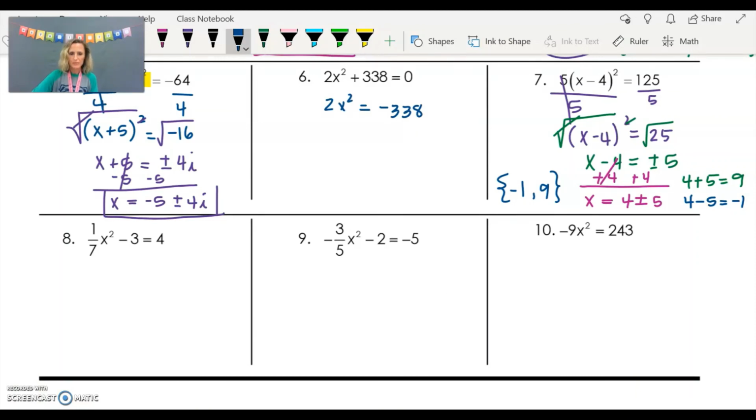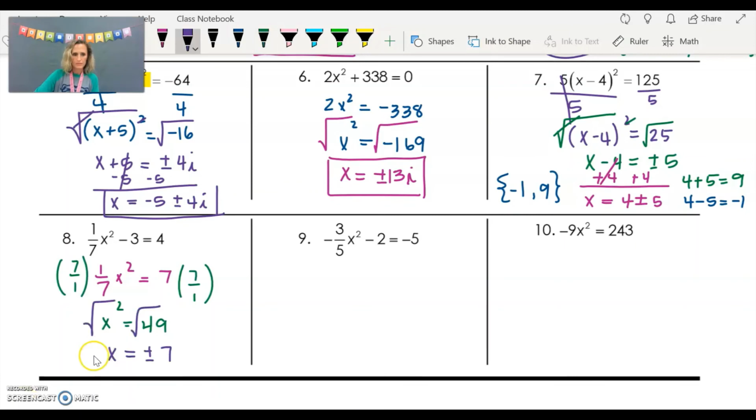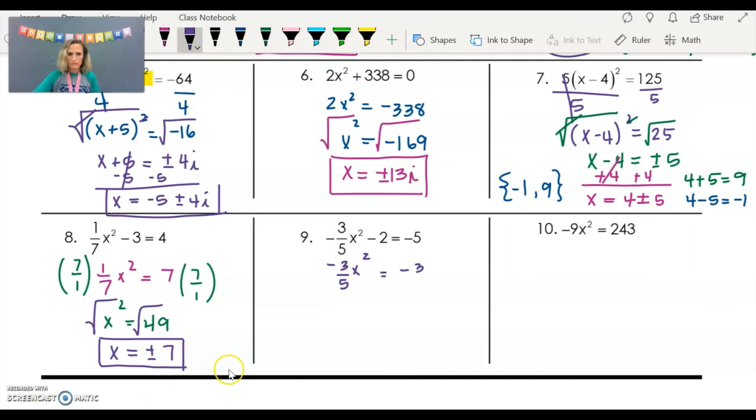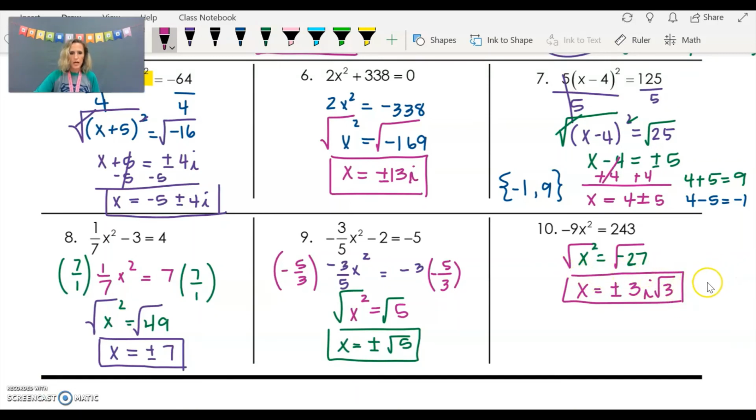Here's number 6. x equals plus or minus 13i. Here's number 7. x equals plus or minus 7. Here's number 9. Multiply by the reciprocal to eliminate -3/5. x equals plus or minus radical 5. And here's number 10. Make sure you simplify radical 27 and bring out your i to get x equals plus or minus 3i radical 3.